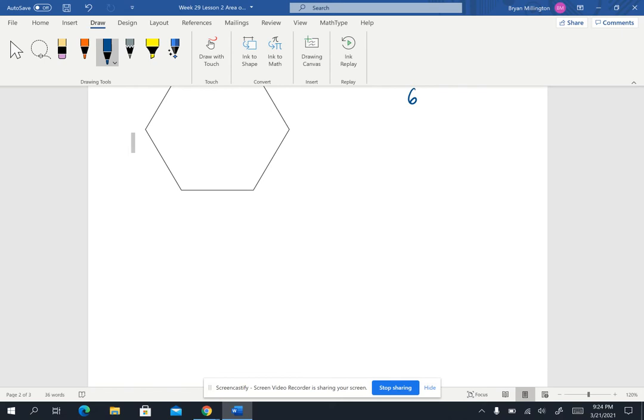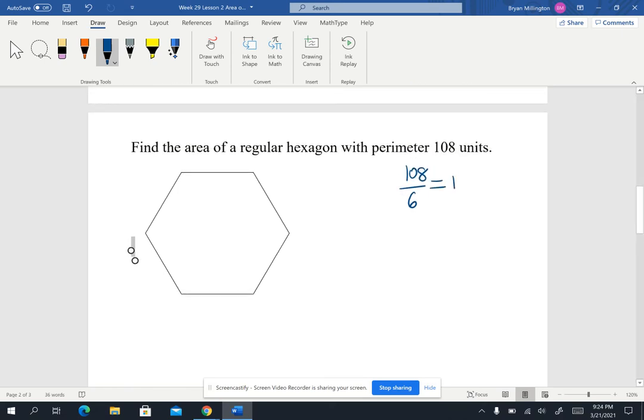I knew that was going to happen at least once. Hopefully that's the only time. So 18. So each of these sides on this hexagon is 18. You don't have to label them all, but they're all 18.